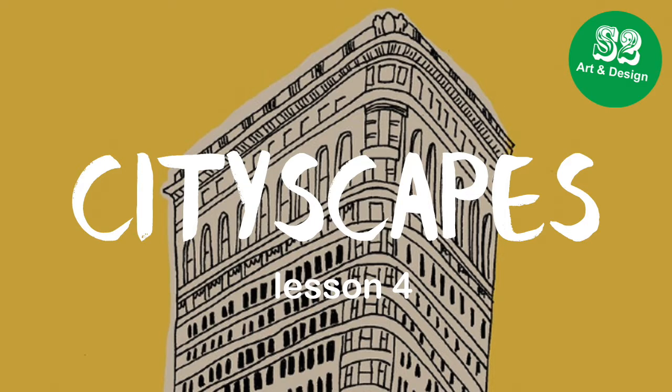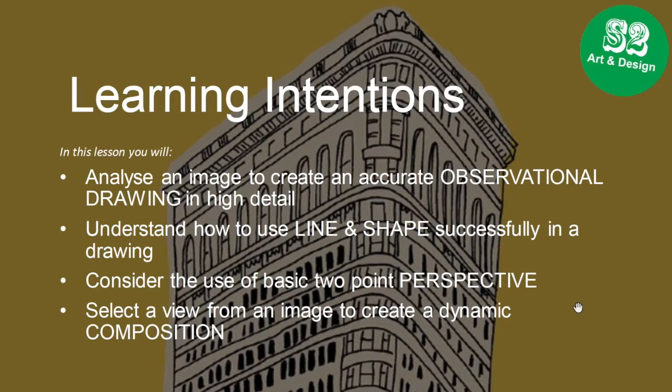Welcome back to Cityscapes Lesson 4. In this lesson, I want you to analyse an image and create an observational drawing. Remember, this phrase, observational drawing, essentially means you are drawing something that you are looking at. I want us to focus on line and shape to create a successful drawing, and also to consider basic two-point perspective, which we looked at in our previous lesson when you were drawing the building blocks.